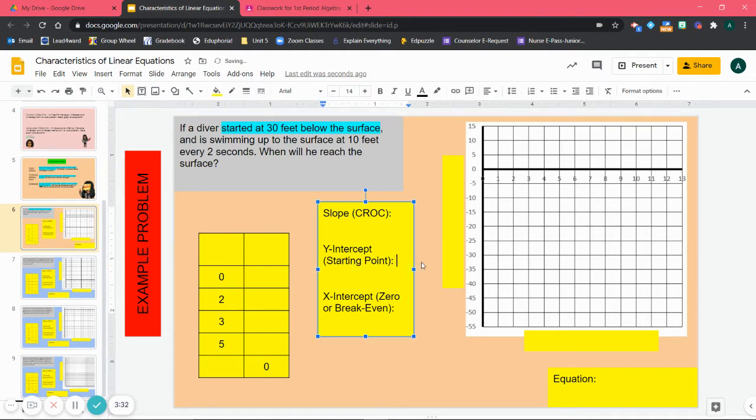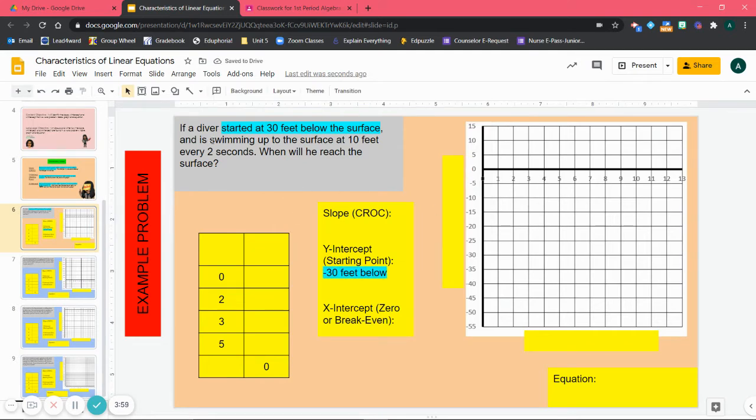So now they started below the surface. So would that 30 be positive or negative? Negative, good. So negative 30 feet below. Now remember, our starting point is also known as our y-intercept, which is why I'm putting it right here. So I'm going to highlight that blue so I can match my colors here.